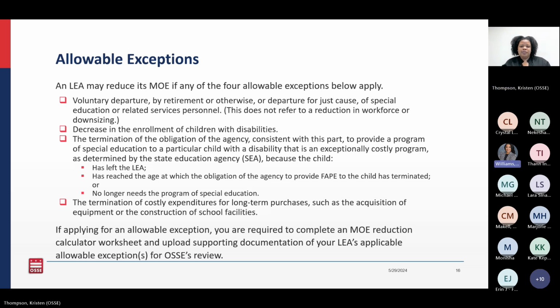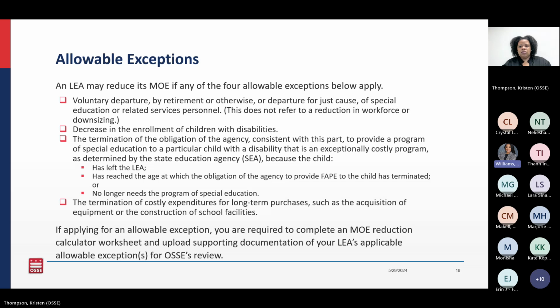Kristen, I'm going to pause here for a second. Kristen mentioned the MOE reduction calculator worksheet that will be available by the time the application goes live. It's essentially an Excel workbook. I'll give an example: say your exception that you want to apply for is the voluntary departure. So say you have a veteran special education teacher who's retiring and they're being replaced by a less experienced special education teacher.